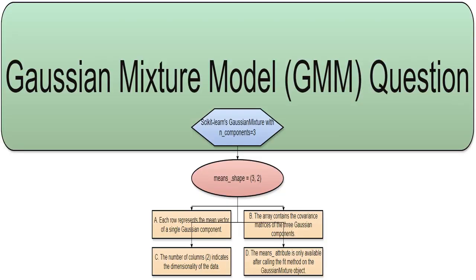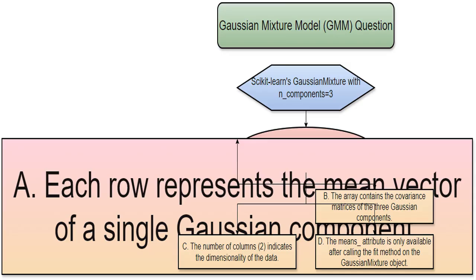After fitting the model, the "means_" attribute gives me a 3x2 array. This tells me something important about the structure of the data. The 3 refers to the 3 Gaussian distributions, as specified by "n_components", and the 2 means each data point has 2 features or characteristics. For example, if you are modeling heights and weights, then each data point has 2 features, height and weight. This explains the 2. This statement is correct.